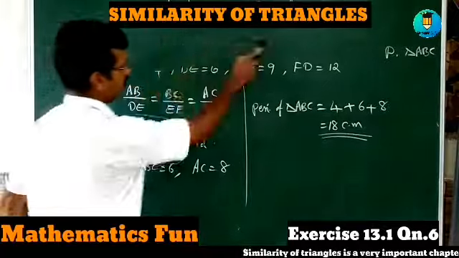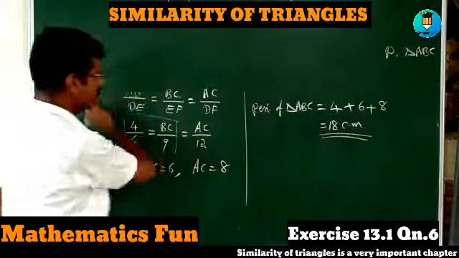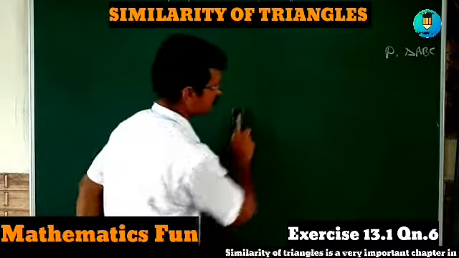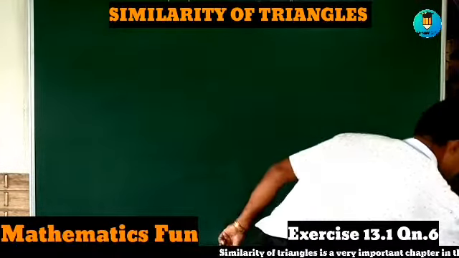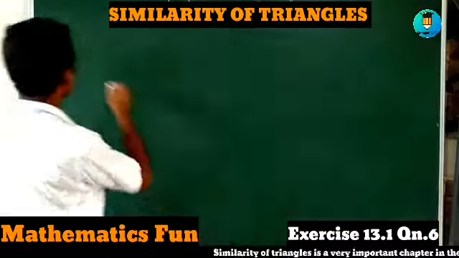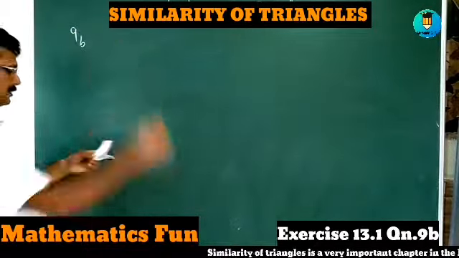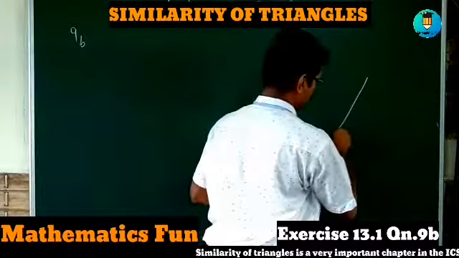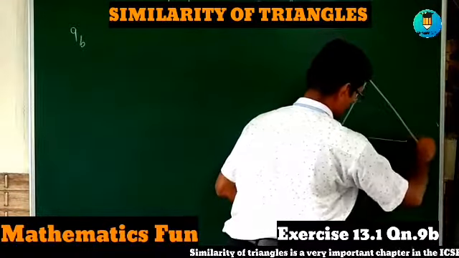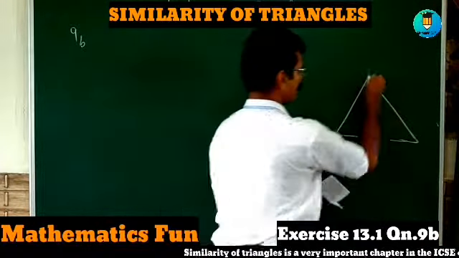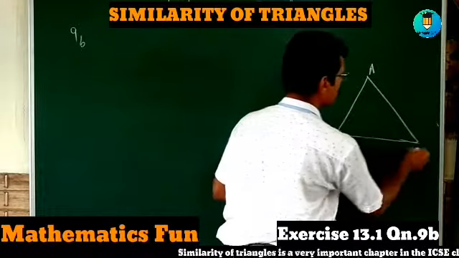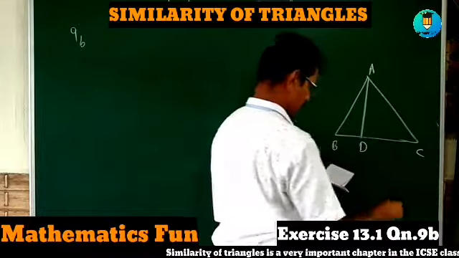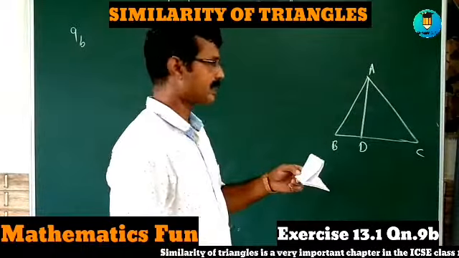Question number 9, we will do the 9b part. Here we need a diagram. So we need the support of a diagram. So this is the triangle ABC. Here one point D is given, D here, in the given figure.